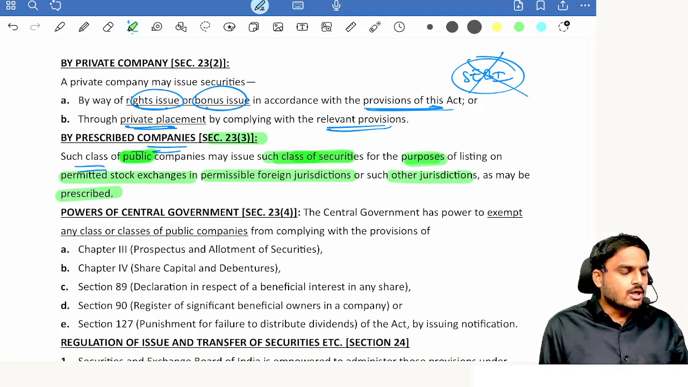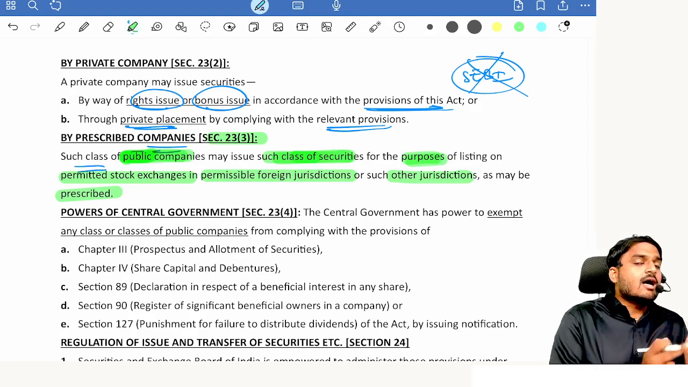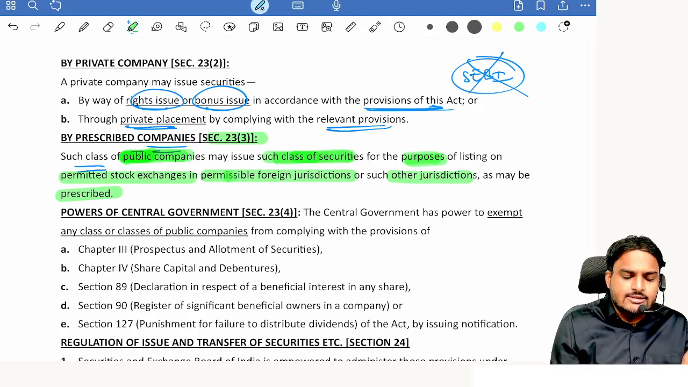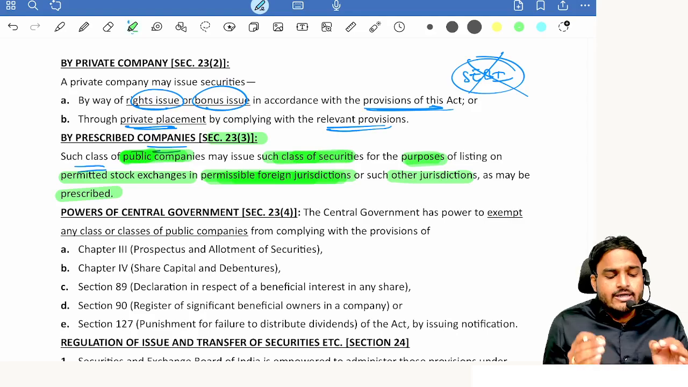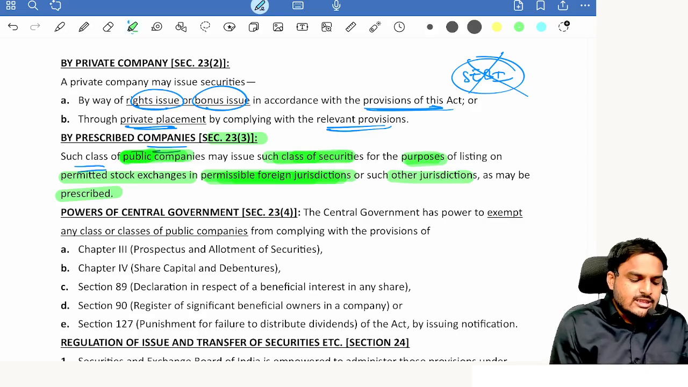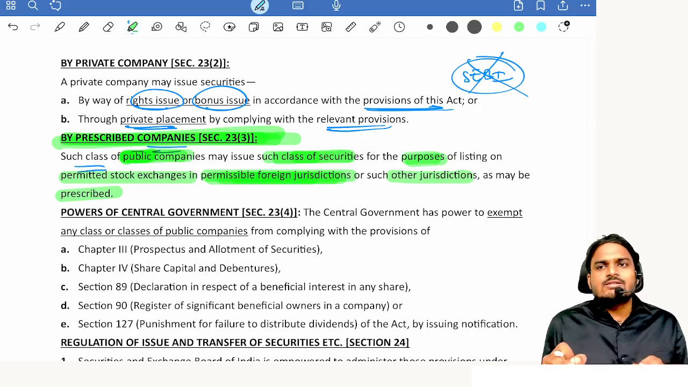Getting my point, students? So now such class of public companies, either listed public companies or unlisted public companies, are permitted to list their securities on permissible foreign jurisdiction stock exchanges. Getting my point? So this section is giving power to public companies to list their securities on foreign stock exchanges.